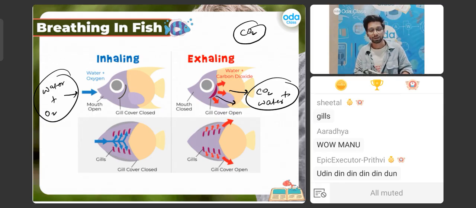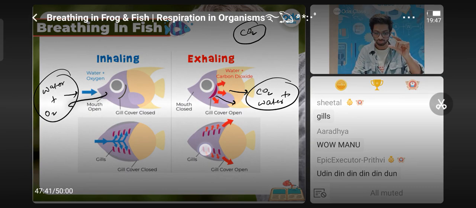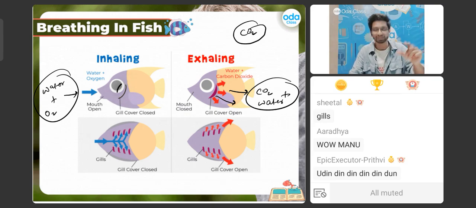Okay, so I'm repeating again, one more short introduction. When the fishes open their mouth, water and oxygen goes in their mouth. The gill cover is closed. Now the oxygen will be absorbed in the gills by the blood and transported in their entire body.